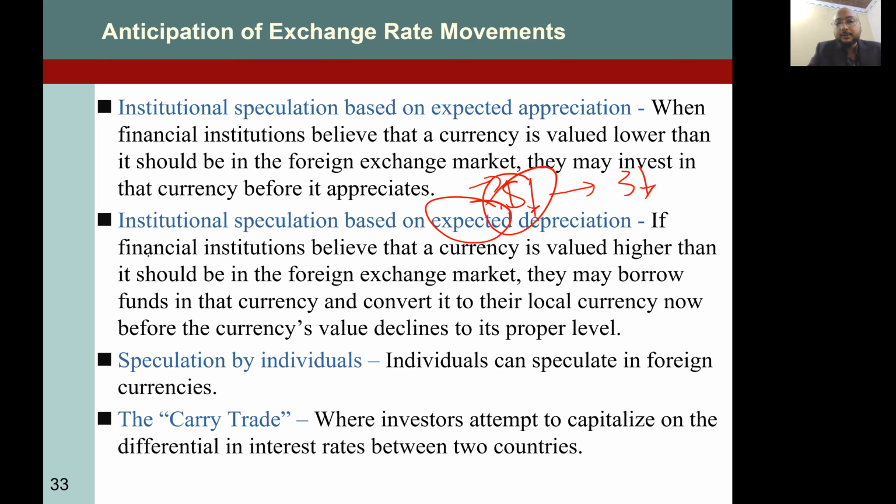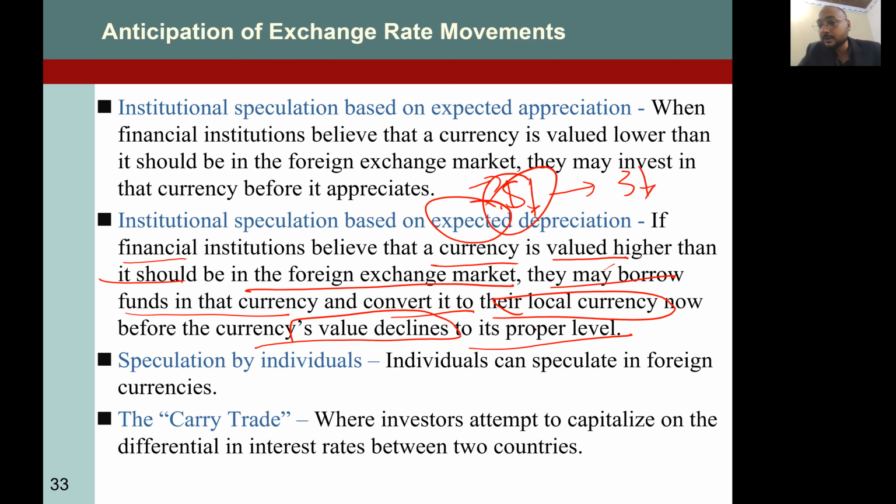It's simple. When financial speculators or institutions believe that a currency is valued higher than it should be in the foreign exchange market, they may borrow in that market, convert it into their local currency or some other home currency, before the value declines to its proper value. When the value declines, even though they don't save it with the bank, maybe in 2 days the value will decline. Before 2 days, they borrow the money, and when the value declines, they convert the dollars, pay back the loan with 2 days of interest whatsoever, and can have a large amount of home currency in their hands.